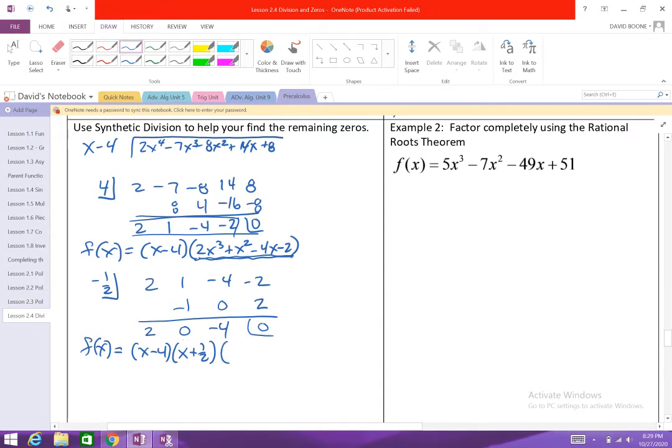And I've got this stuff remaining here. So again, going one less in the powers from here. So that's 2x squared. There is no x term. And then -4.